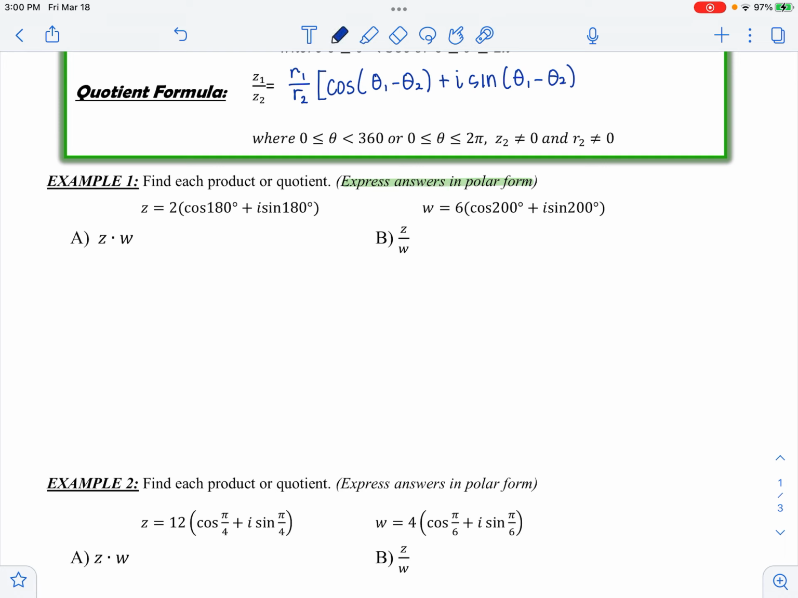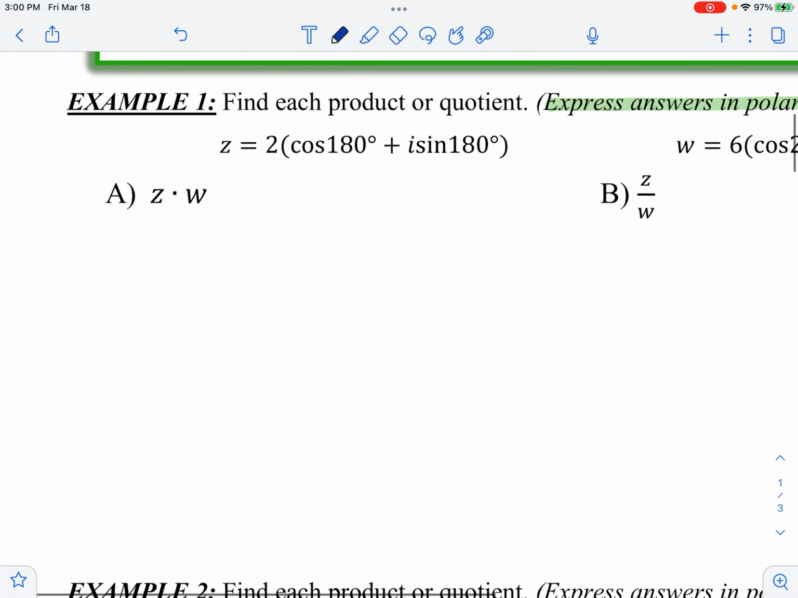Now, sometimes it'll say express your answer in standard form or a plus bi form. That just means once you get it in polar form, the angle is going to be replaceable. You'll get like the angle's 210 or something, and you could replace that because we know the sine and cosine of 210.